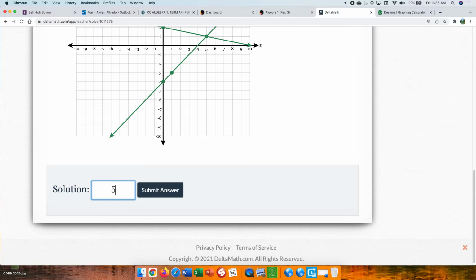Parentheses. Oh, you know what? Let me do it without the parentheses. Let's see what happens if I do this, okay? Everybody watching? What if I don't put the parentheses and I just put 5, 1? Let's see. Submit.